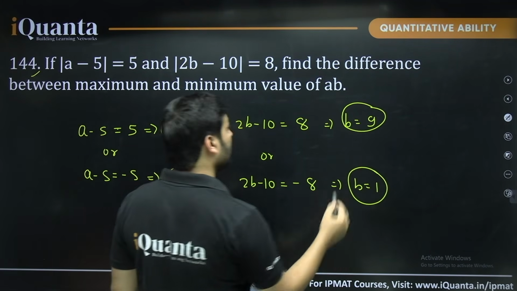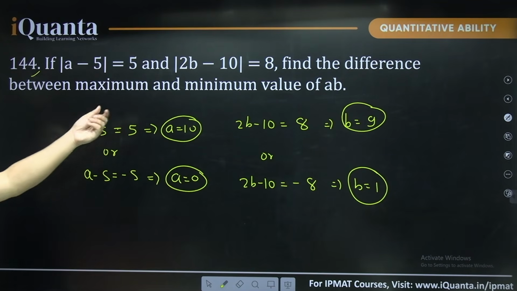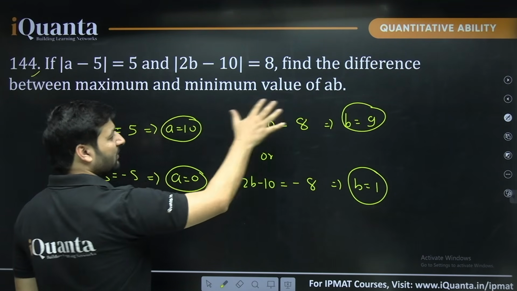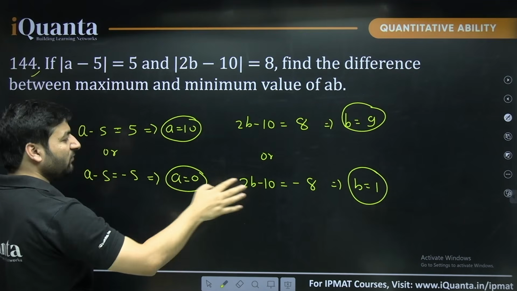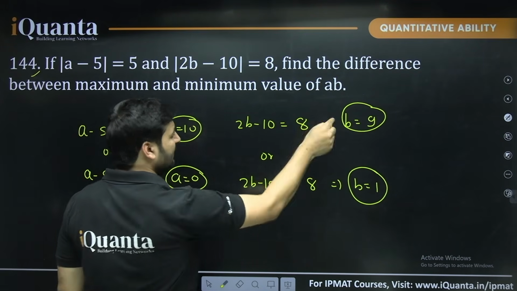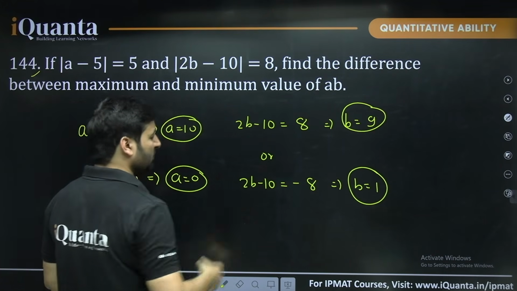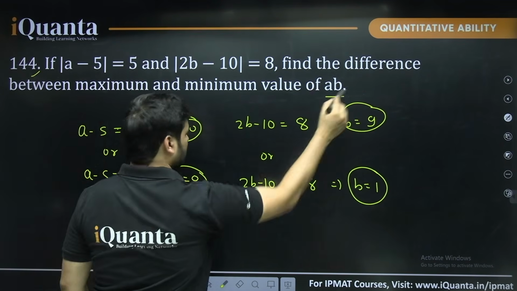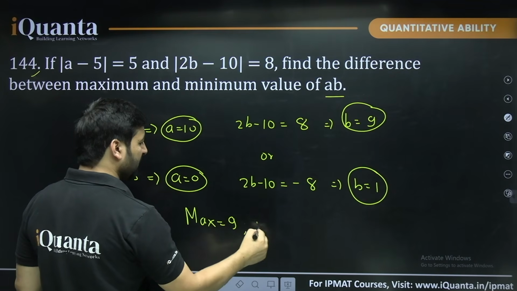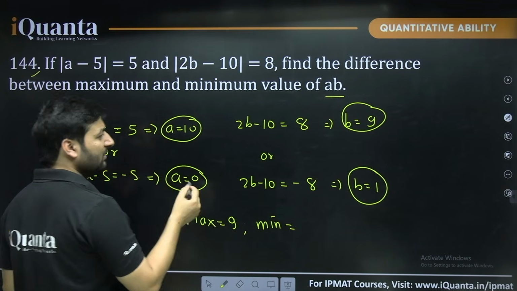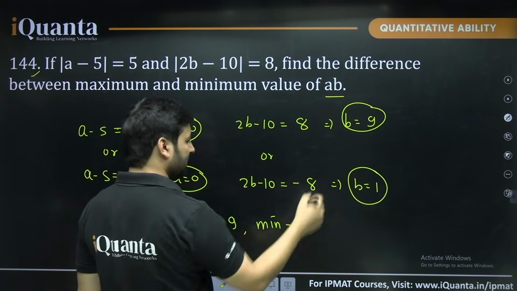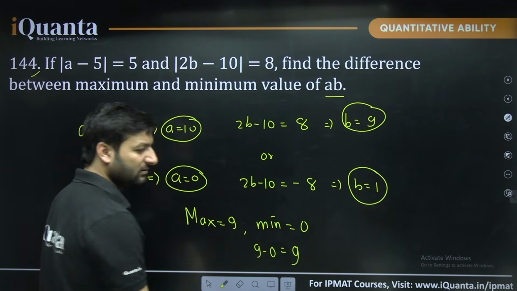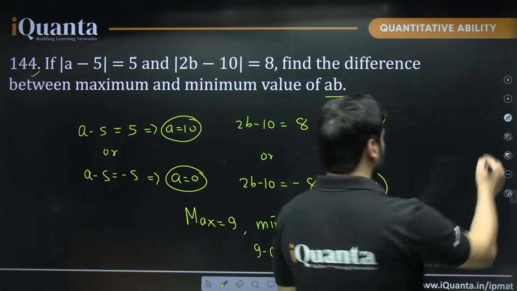The question basically wants us to find the difference between maximum and minimum possible value of ab. So ab has four values possible: 10 into 9, 10 into 1, 0 into 9, 0 into 1. So max value of ab will be 10 into 9, 90, and the minimum value of ab will obviously be 0 into anything, so 0. So 90 minus 0, we needed a difference, that is 90. That's our answer. Easy question.